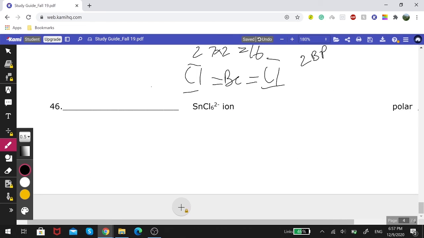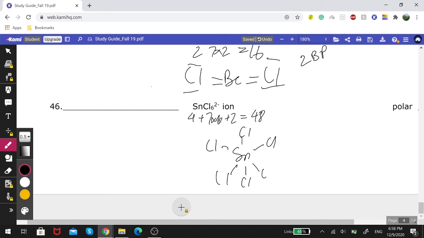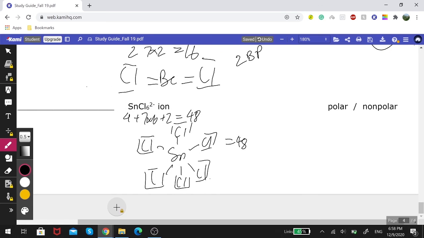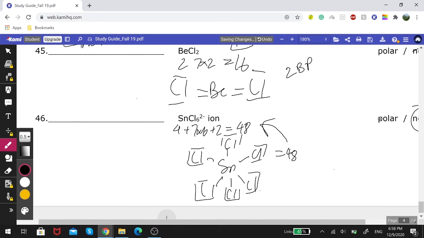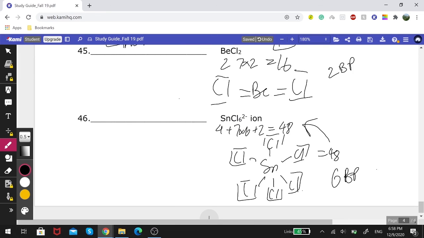SnCl6 2 minus. So 4 plus 7 times 6 plus 2, that is 48. Now Sn will go in the middle with 6 Cl's around it. Now 8 times 6 is equal to 48, so we know all these Cl's will be filled, and that basically finishes the job for us. 48 matches 48, so no lone pairs in the middle. Every single atom around it is Cl, so this is nonpolar, and it has 6 bonding pairs. 6 bonding pairs is octahedral.